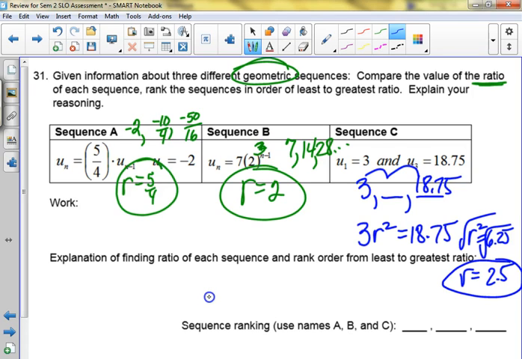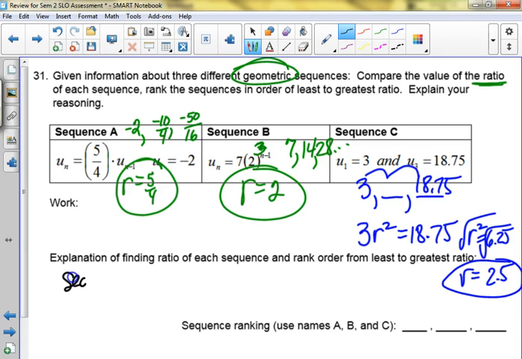It's not confusing on the quiz. It would change the order of things, yes, on this question. That's why. All right. Explanation of finding each ratio. Okay.